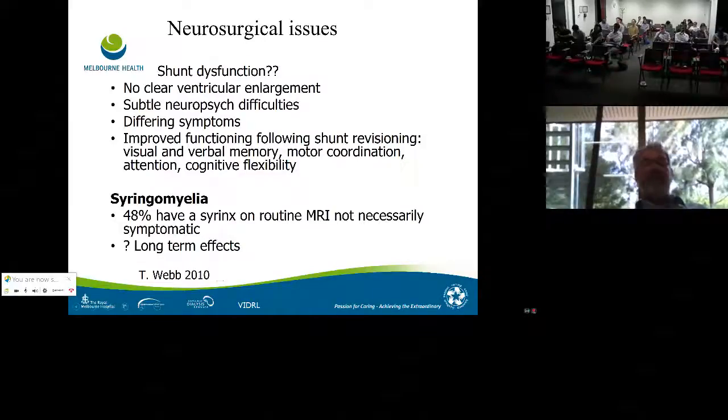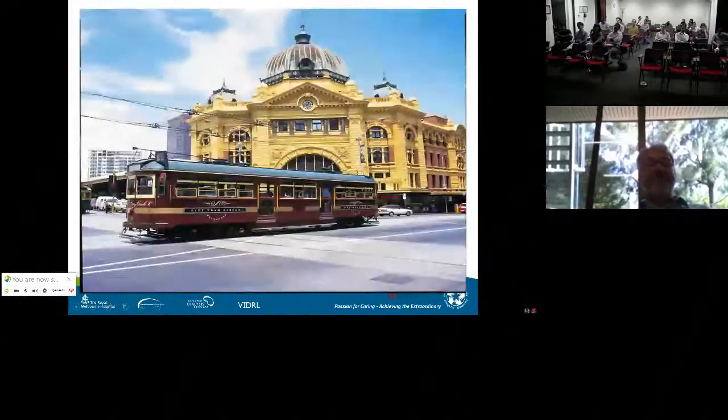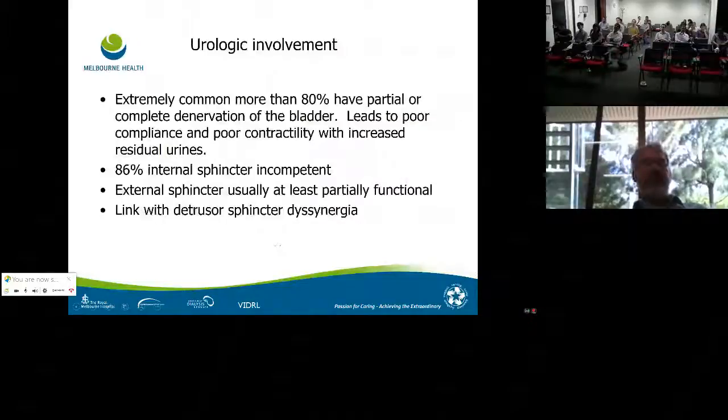Again, with syrinx, it's not uncommon on MRI, but a lot of these are not necessarily symptomatic, and just exactly what happens in the long term, we frankly don't know. Going on to urological involvement, extremely common, as one might expect, no matter what level you're at, you're likely to have motor or sensory involvement of the sacral nerves.